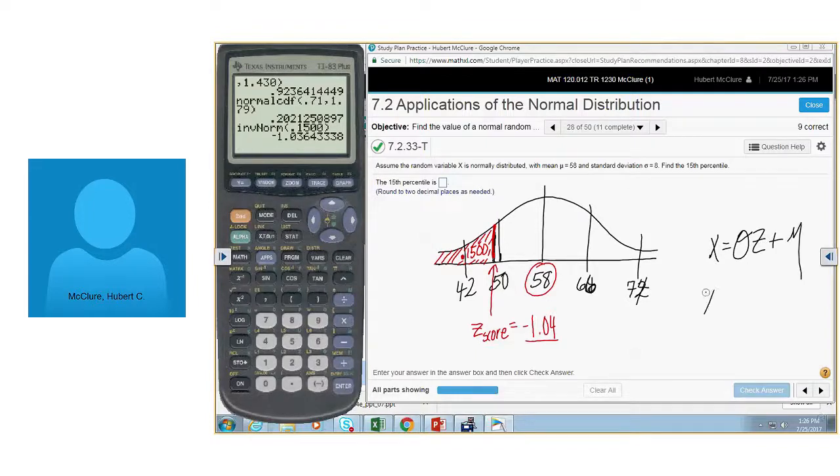So x is equal to negative 1.04 times, what's the standard deviation? The standard deviation is 8, plus 58. So that's going to be negative 8.32 plus 58, which is 49.68.